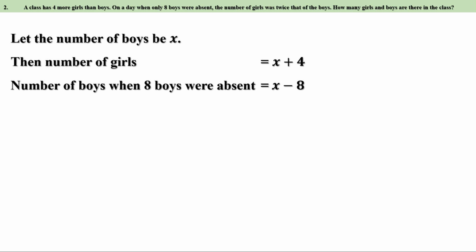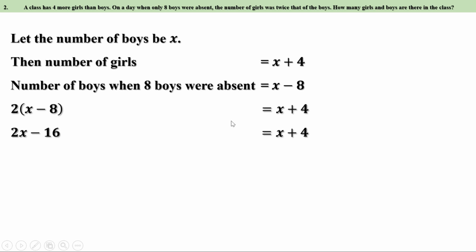On that particular day, the number of girls is 2 times the number of boys, or 2 into the number of boys equal to the number of girls, or 2 into x minus 8 equal to x plus 4. Now let us multiply. 2 into x is 2x, 2 into minus 8 is minus 16. So we can write 2x minus 16 equal to x plus 4.